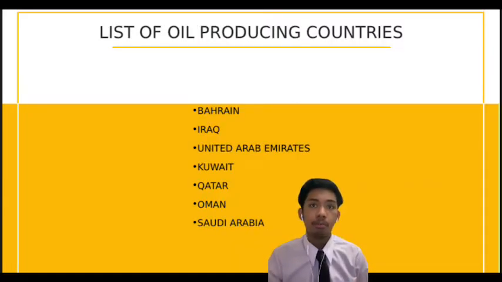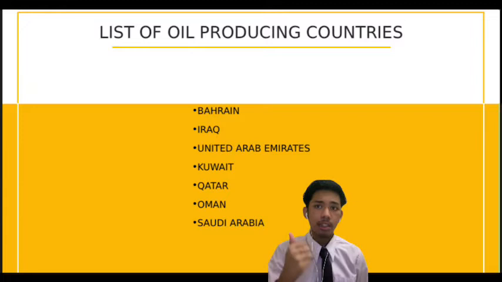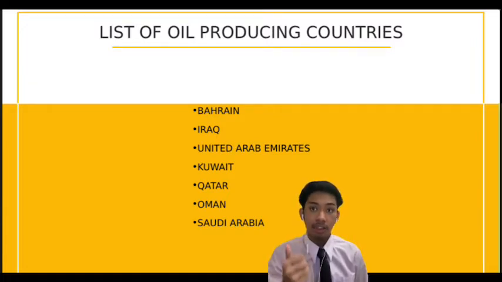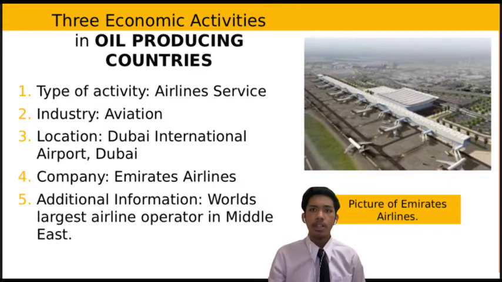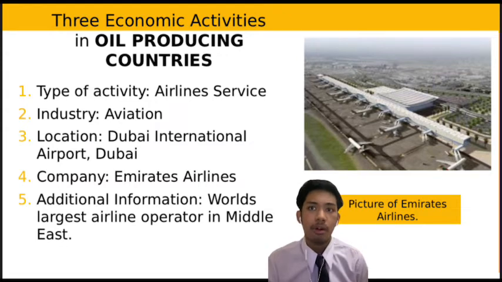The oil producing countries are Bahrain, Iraq, United Arab Emirates, Kuwait, Qatar, Oman, and Saudi Arabia. The first economic activity in oil producing countries is airline services, known as the aviation industry. I think we all know that the world's largest airline operator in the Middle East is Emirates Airline, right? The airline was founded in Dubai.